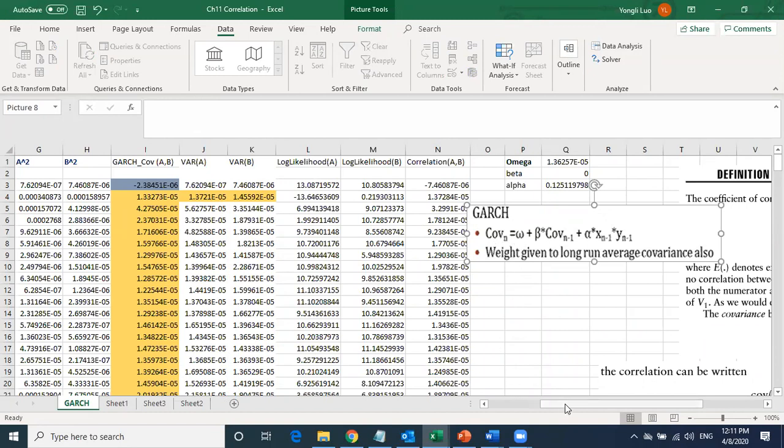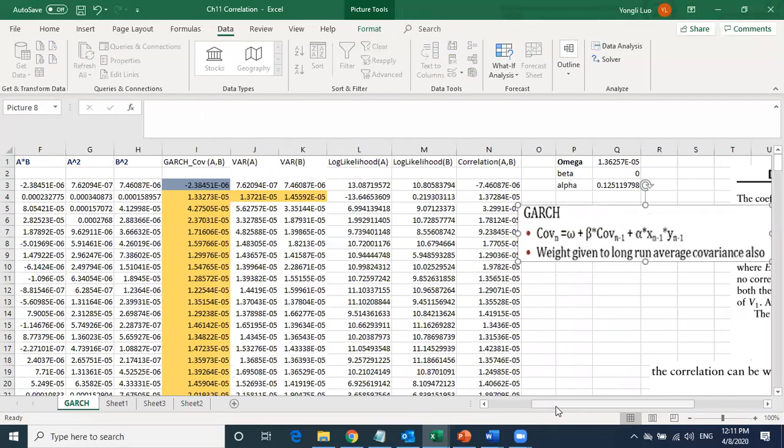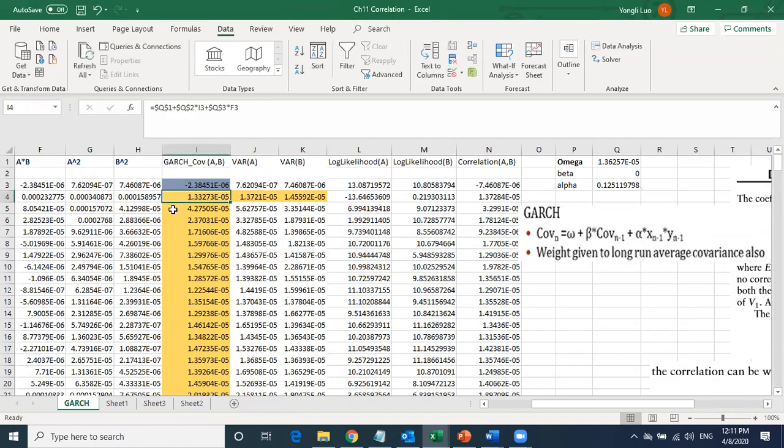The covariance for the second time period is equal to omega plus beta times the previous period covariance, plus alpha times the product of the returns of the two assets in the previous period. This is how you do the GARCH model. Now let's look at the GARCH model.